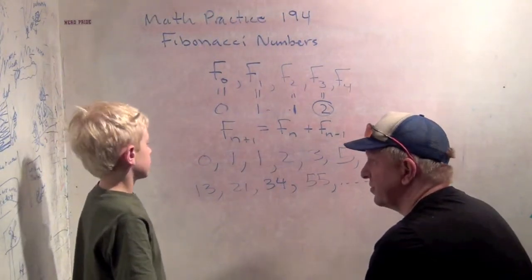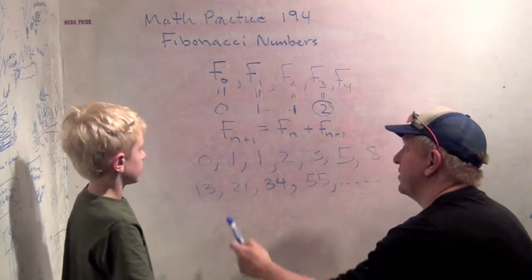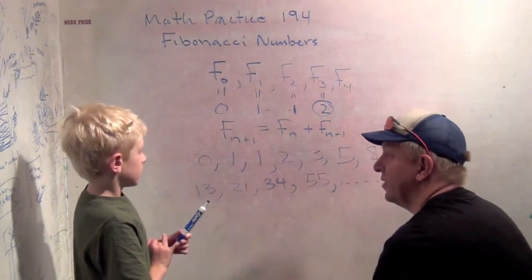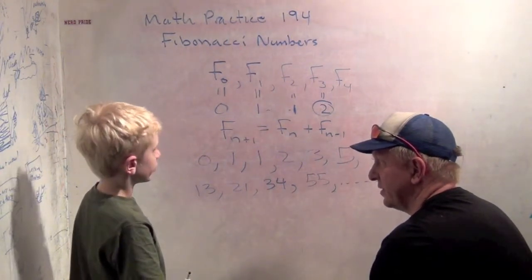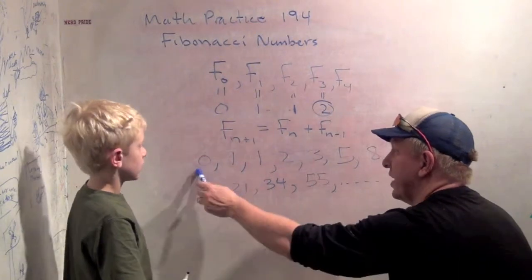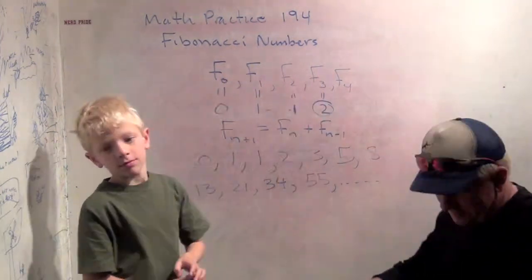Maybe tomorrow we'll do something different, like what happens if I start with numbers other than 0 and 1? What are two numbers we could start with tomorrow? Maybe 5 and 3. Ooh, 5 and 3, and then see what we get? Okay, great. Good job today, honey.